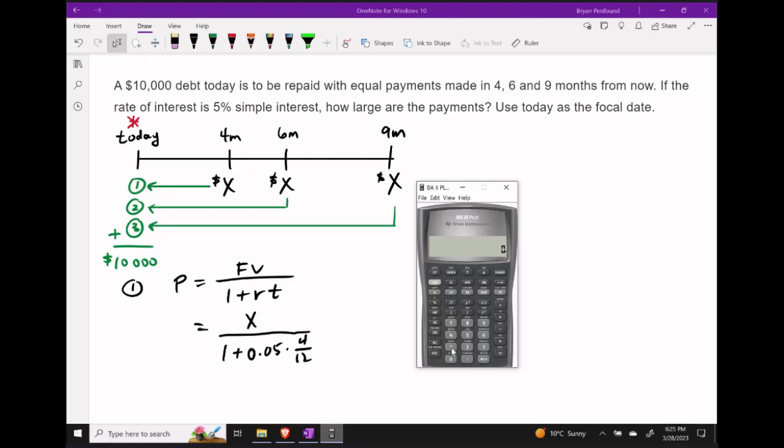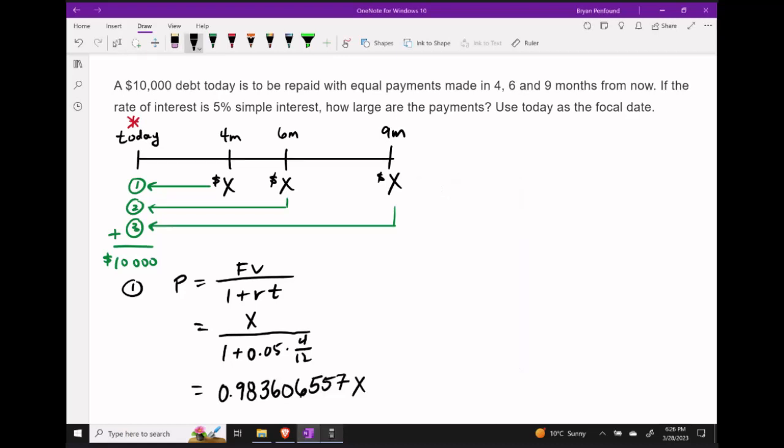So let's calculate our denominator, 1 plus 0.05 times 4 over 12. And then let's hit the 1 over X button. This is going to move that value into the numerator and make it the coefficient in front of our X variable. And since we still have some work to do with this coefficient, let's leave it as accurate as possible so that we can get the most accurate possible final answer for X.